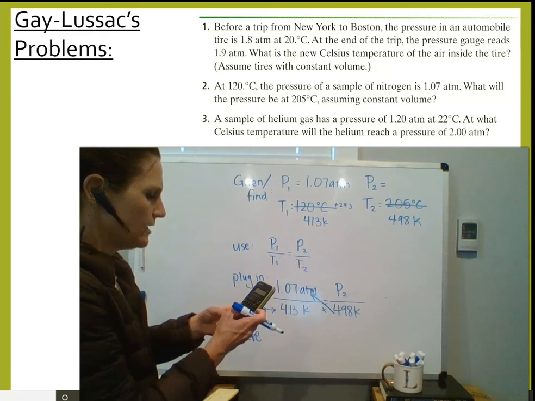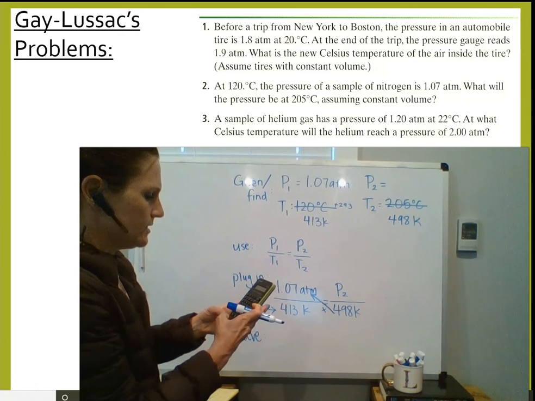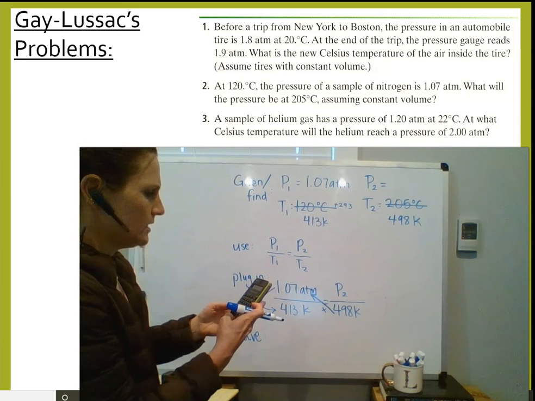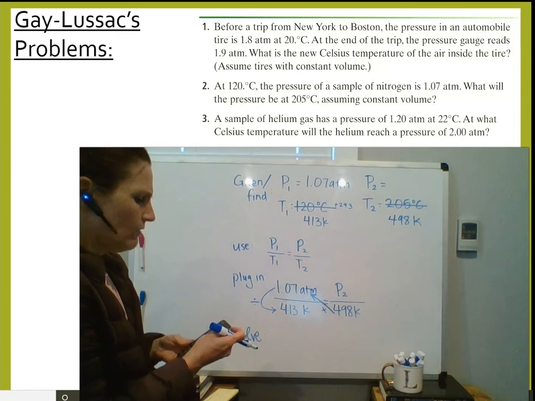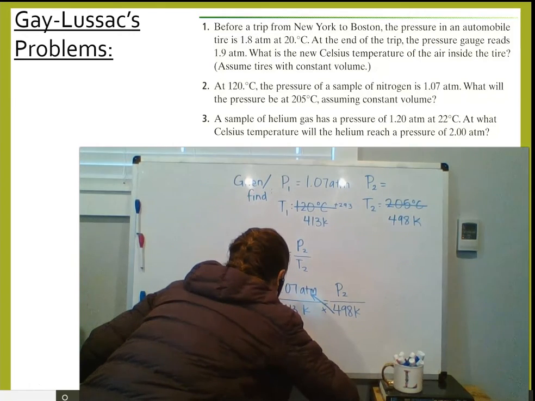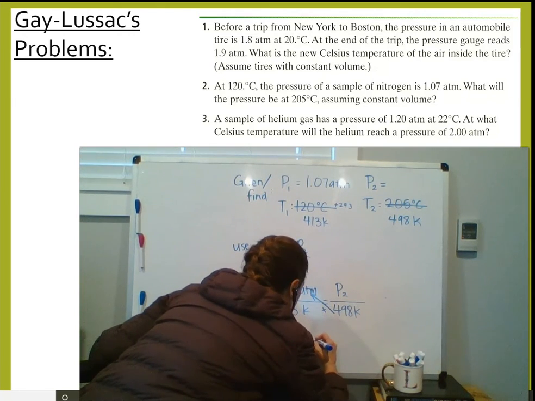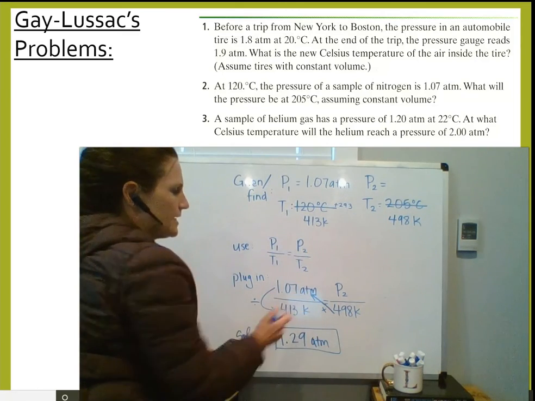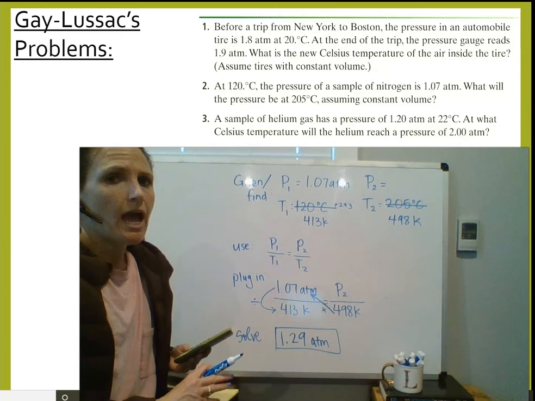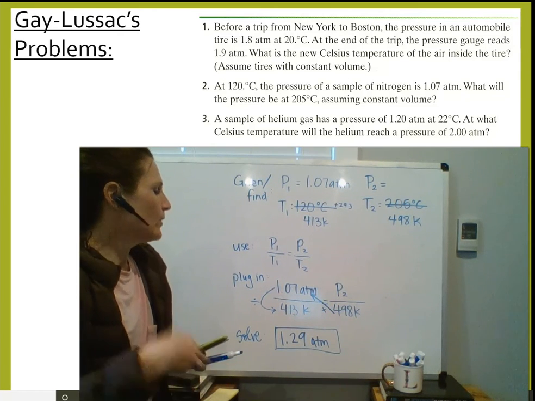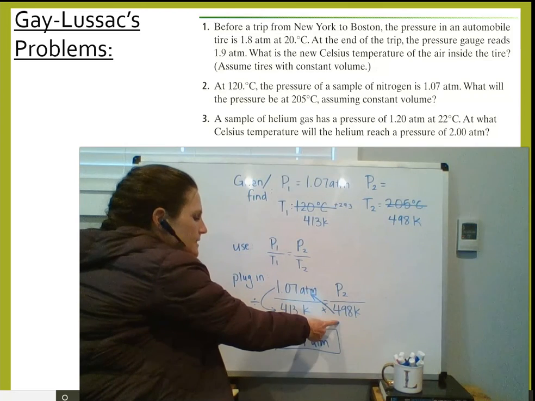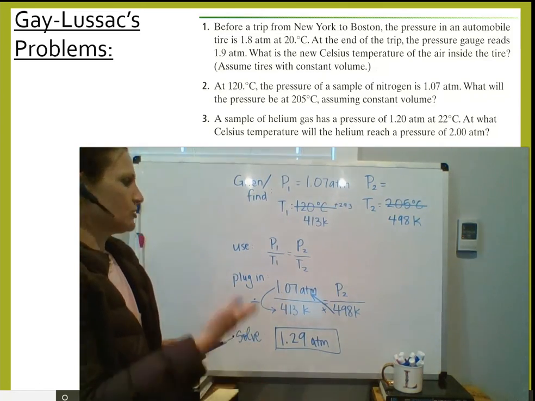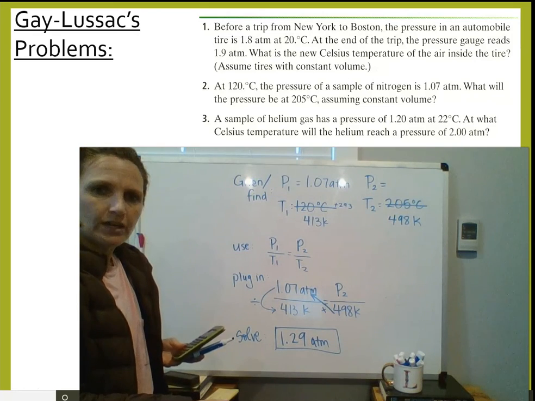So I'm going to do 498 times 1.07 and then divided by 413 to give me a new pressure of 1.29 atm. So two things I want to check. One is my unit correct? Yes, my unit should be the same one that I started with in pressure. And two, is it what I expected? So my temperature did rise, and if my temperature rises, because they're proportional, I expect my pressure to rise. And my pressure did go up, so I feel, again, pretty confident writing this down.